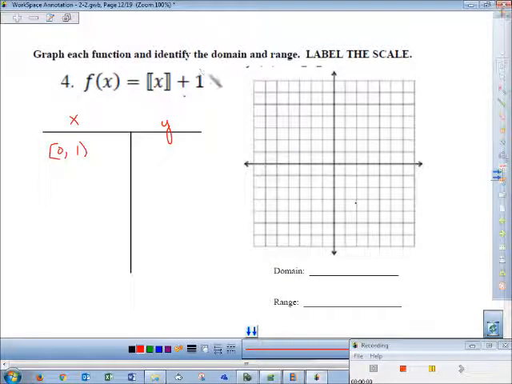Cool. Now add 1 to it. That would give you 1. If you put 0.5 in here, round it down, it goes down to 0. That would go up to 1 when you add 1 to it.